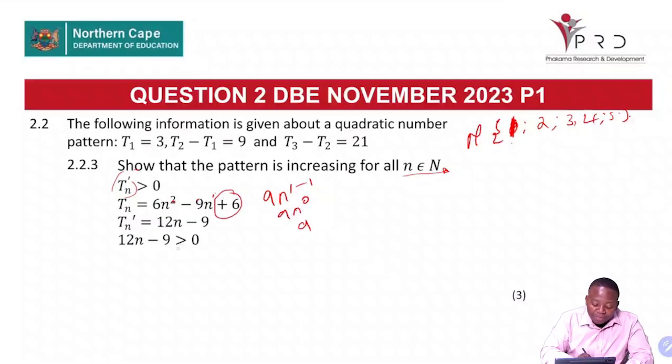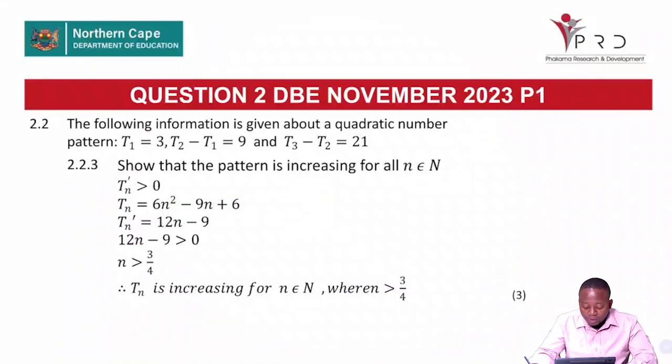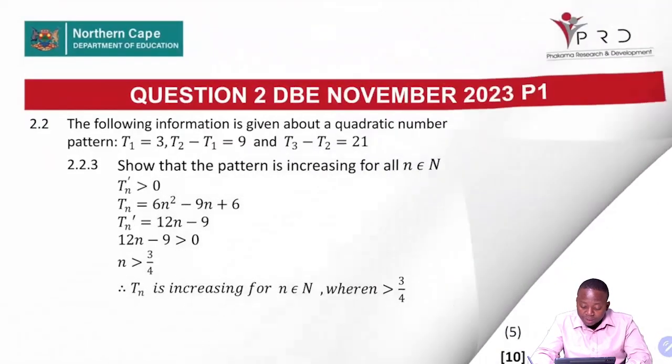Then you say all of these are greater than 0. Then we solve for n. Then n is greater than 3 over 4. So the pattern is increasing for all values of n, an element of natural numbers, where n is greater than 3 over 4. Let me just go back a bit.